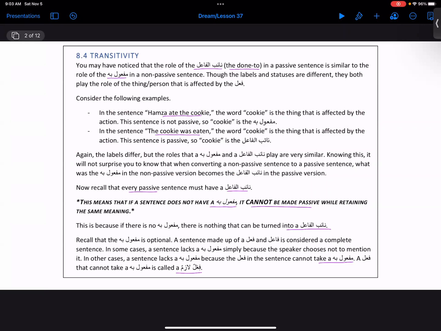Since we finished the topic, the passive voice, right? So that's why I skipped one chapter in between, because I thought the passive is fresh in our mind, so we can do this chapter, and then we can go back to the one that we have skipped. So transitivity.